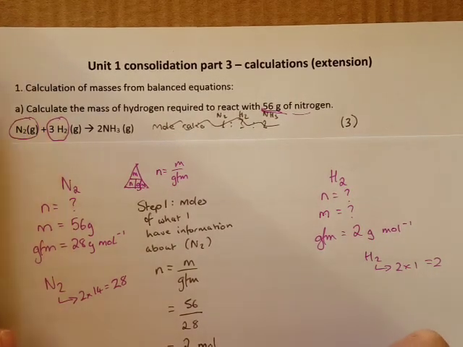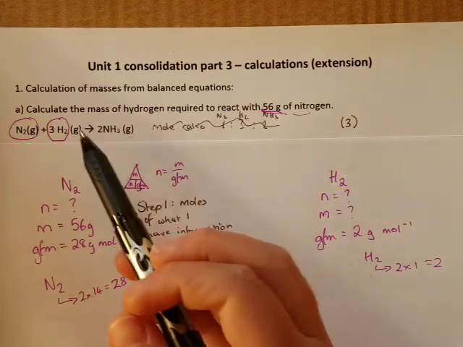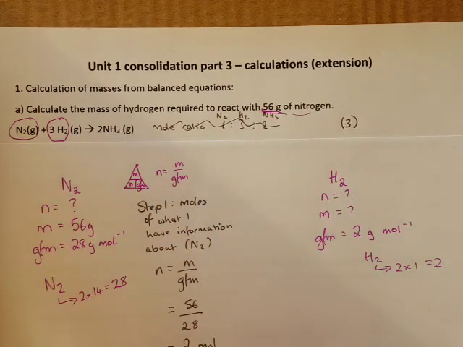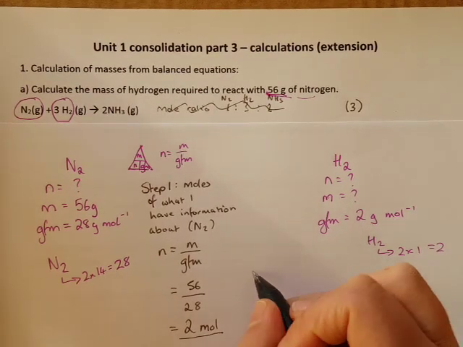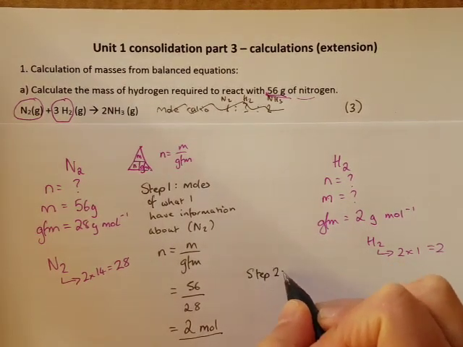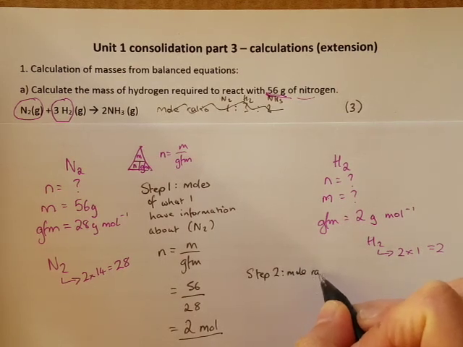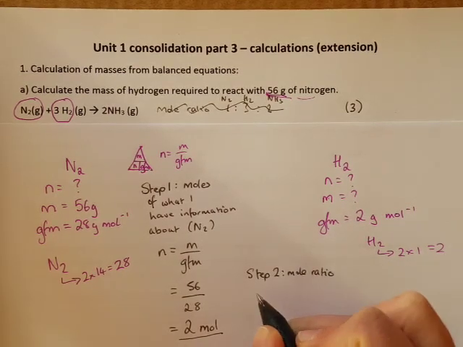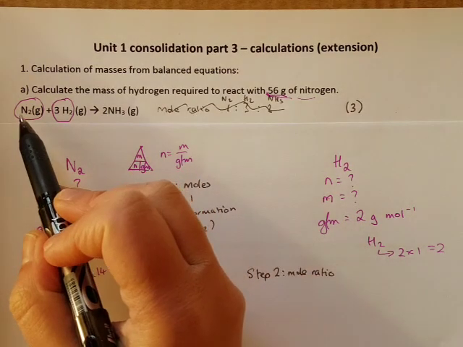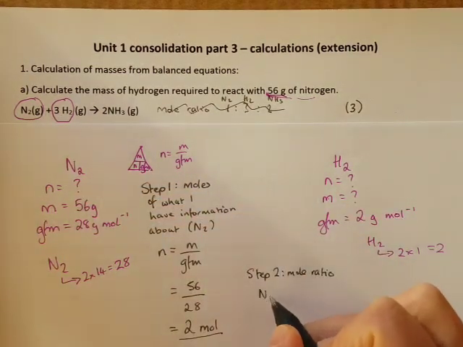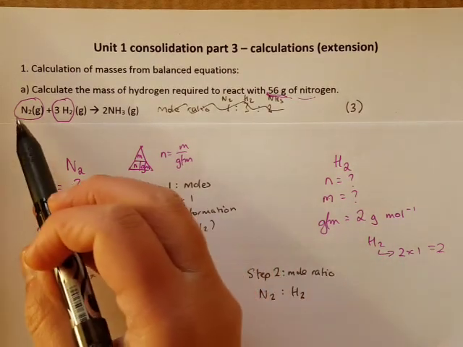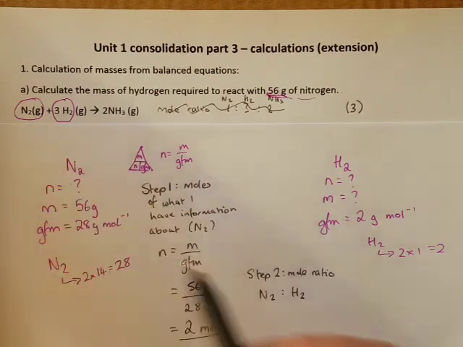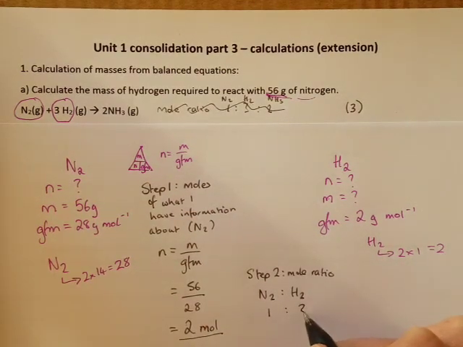Okay. So I know I've got 2 moles of nitrogen, and I'm going to work out what mass of hydrogen would be required to react with that. So my step 2 is going to be using the mole ratio. I like to write this out in full. So I'm looking at my substances in the equation, nitrogen and hydrogen, N2 to H2. So it's the mole ratio for N2 to H2 that I'm looking at. And there's no number in front of nitrogen, so that's a 1, and there are 3 H2. So it's a 1 to 3 ratio.